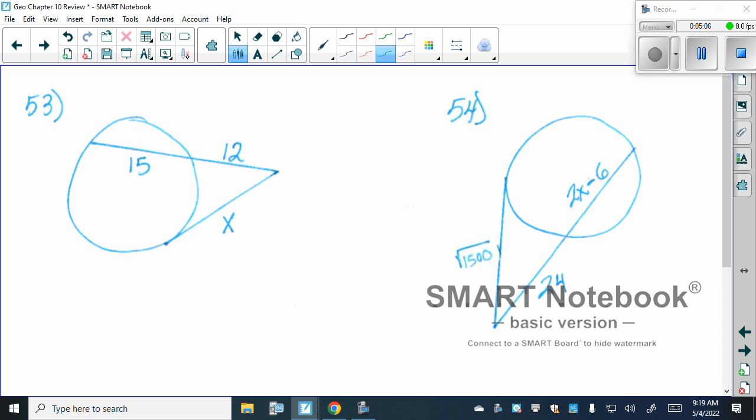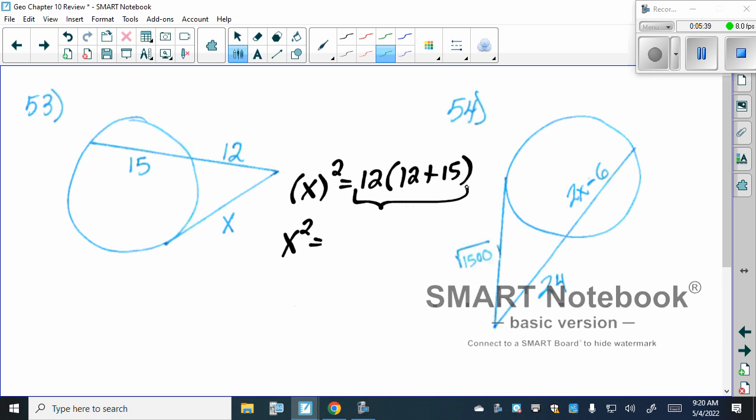We'll do one more. I'll go on and do 53, and then we'll move on to the next type, because 54, I believe, is the exact same, or 55 is the same thing as what we just did. It's just a little bit simpler. Now, 53, the tangent segment is x, so we have x squared is equal to 12 times 12 plus 15. Now, if we square x, we get x squared. Now, the other side, luckily for us, is all numbers, so we could actually plug that in.